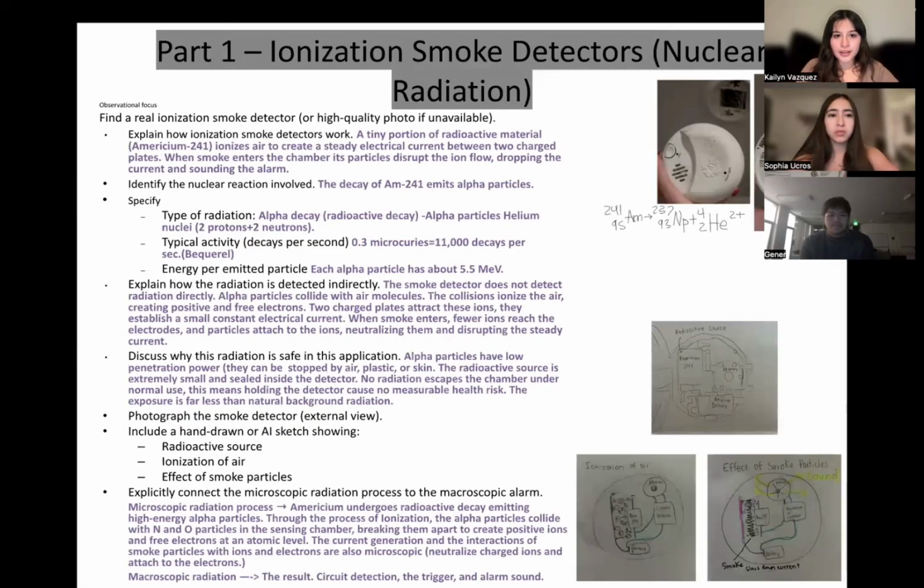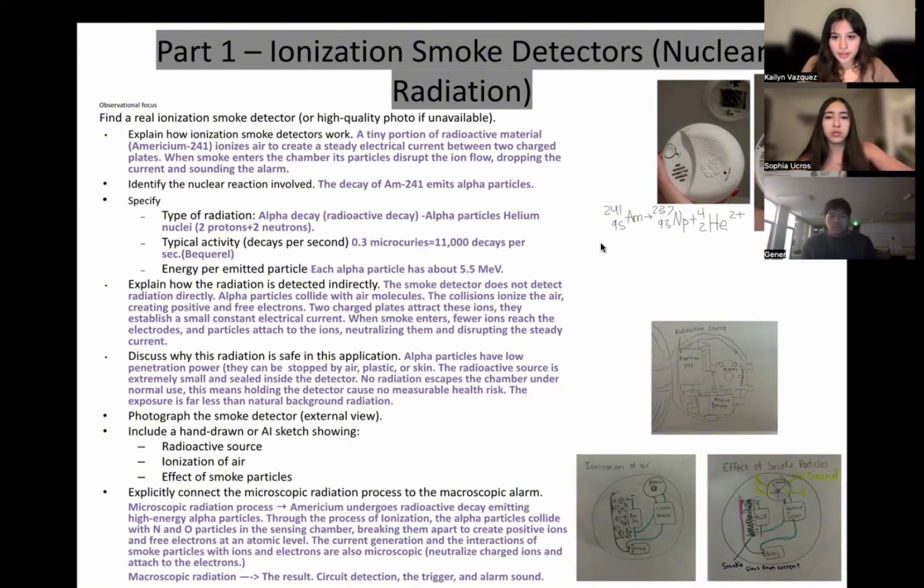So we started off with ionization smoke detectors, and this is a nuclear reaction. At the top here, you can see the front and back of the one at my house. The way this works is that a tiny portion of radioactive material called americium-241 ionizes the air to create a steady current between two charged plates. When smoke enters the chamber, it sets off the alarm. So the type of nuclear reaction involved is decay, and it emits alpha particles.